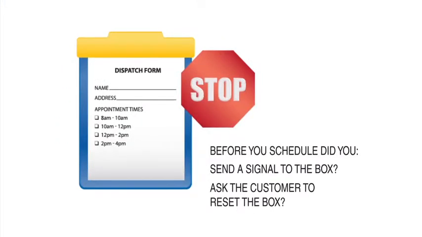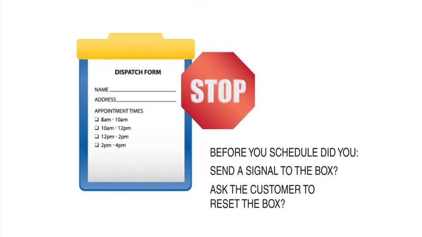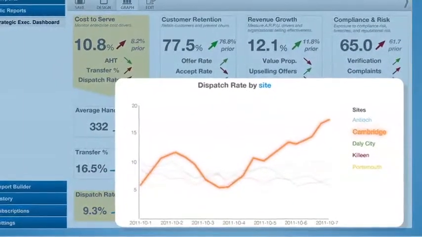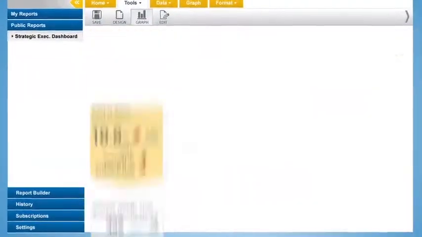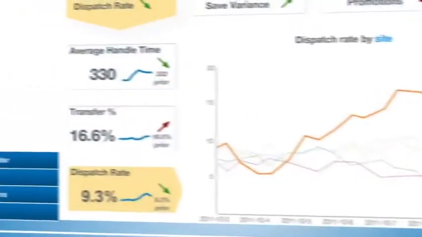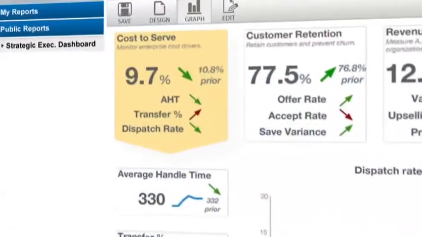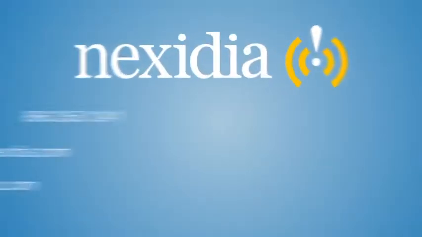Train the agents to always send a signal and reset the box before sending a technician. And we'll save a bundle of money since rolling a truck costs us 5 times more money than a phone call. And remember that site with higher dispatches? We'll start our training right there. What's the upshot? After training, our agents are more consistently using the right methods, our site's numbers are getting back in line, and as an executive, I can see my cost to serve my customers moving down. All in a day's work with Nexidia.